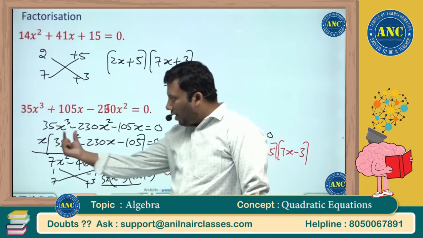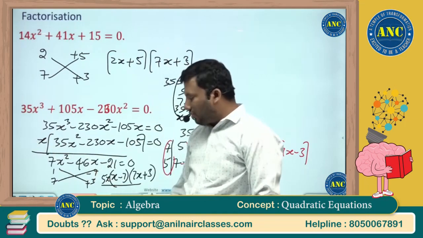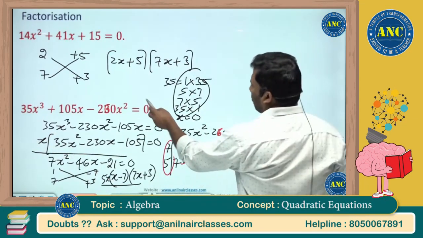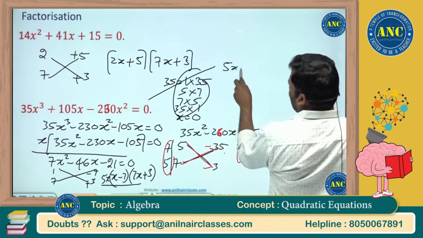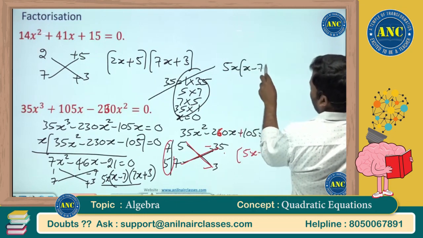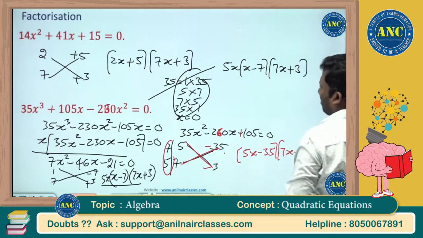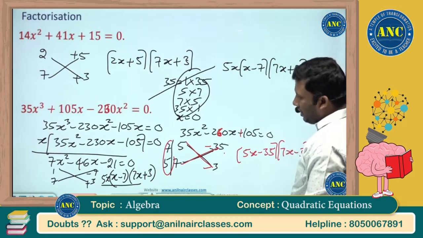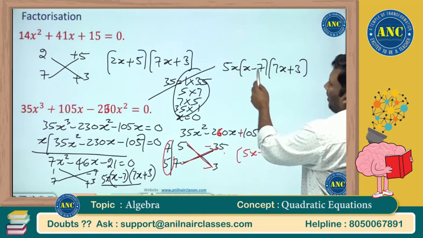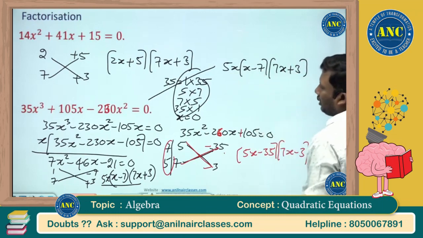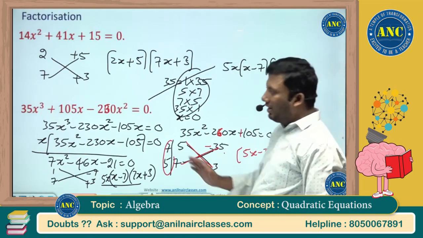Take 5 common, already x I took common, now I took 5 common. So the answer for this question is 5x into x minus 7 into 7x plus 3. Let us see: 5x into 5 into minus 7 minus 35, into 3, 105. I hope the idea is clear.